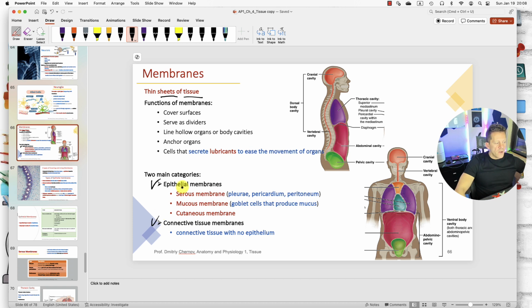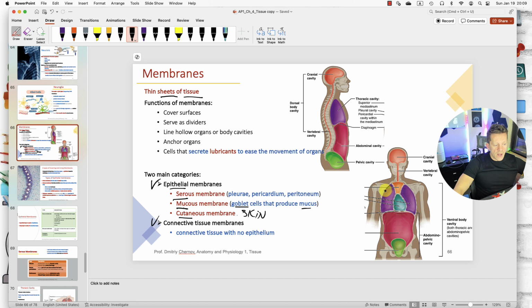There are two main categories of membrane: epithelial membrane and connective tissue membrane. Within the epithelial membrane, remember the epithelium is the outermost layer. We have a serous membrane, mucous membrane, and cutaneous membrane. The cutaneous membrane would be your skin. The mucous membrane contains goblet cells that produce mucus, the lubricant, and can trap bacteria as well.